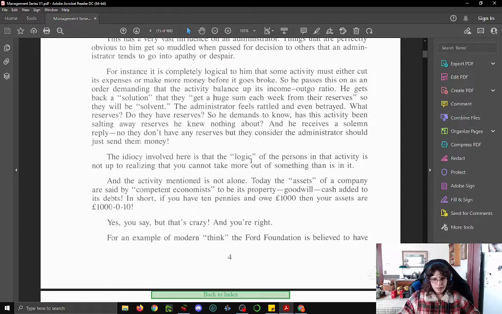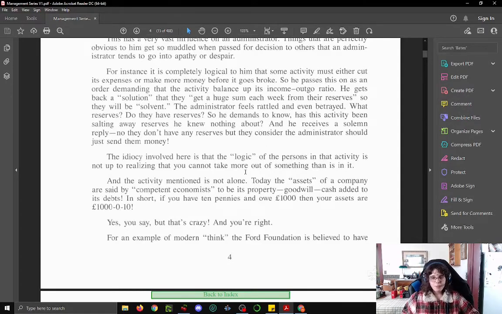Asset. That's a liability. That's not an asset. This isn't making any sense. Owing money is a liability. It's not an asset. Yes, you say that's crazy, and you're right. Yeah, you're crazy for saying this shit.